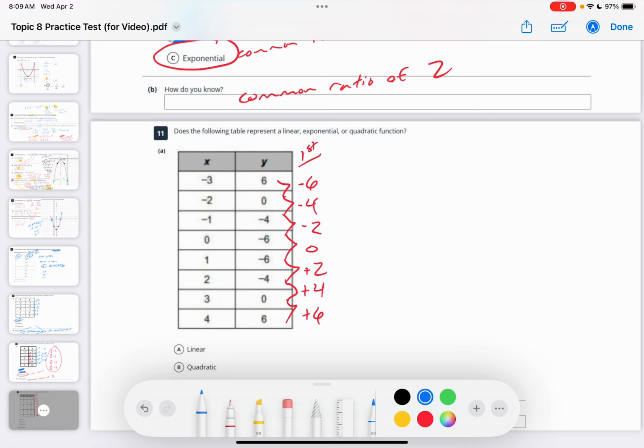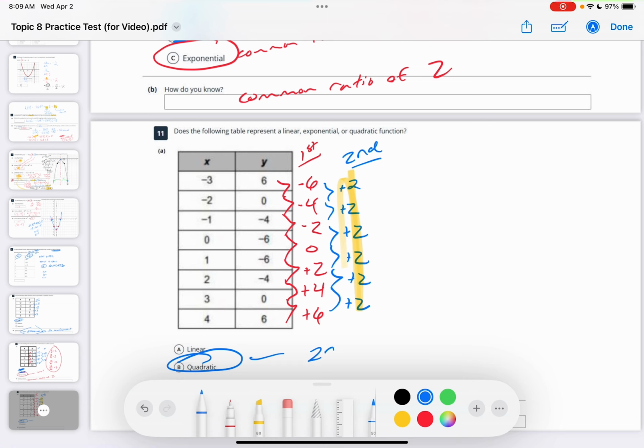How about second differences? Negative 6 to negative 4 is plus 2. Negative 4 to negative 2 is plus 2. Negative 2 to 0 is plus 2. 0 to 2 is plus 2. 2 to 4 is plus 2. And 4 to 6 is plus 2. So because we've got those values all the same, and those are in our second differences, then we say that this thing is quadratic, and we say that it's quadratic because second differences are constant. All right, that's it.